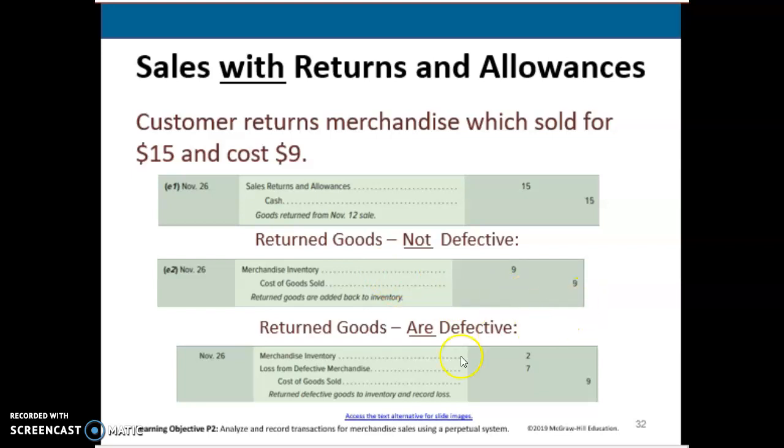If it's defective, and this is where they're saying a part of it is defective, we would put the inventory that is not defective back into inventory. Anything that's defective, we're going to debit this new account called loss from defective merchandise. And then we would credit the full amount to the cost of goods sold.